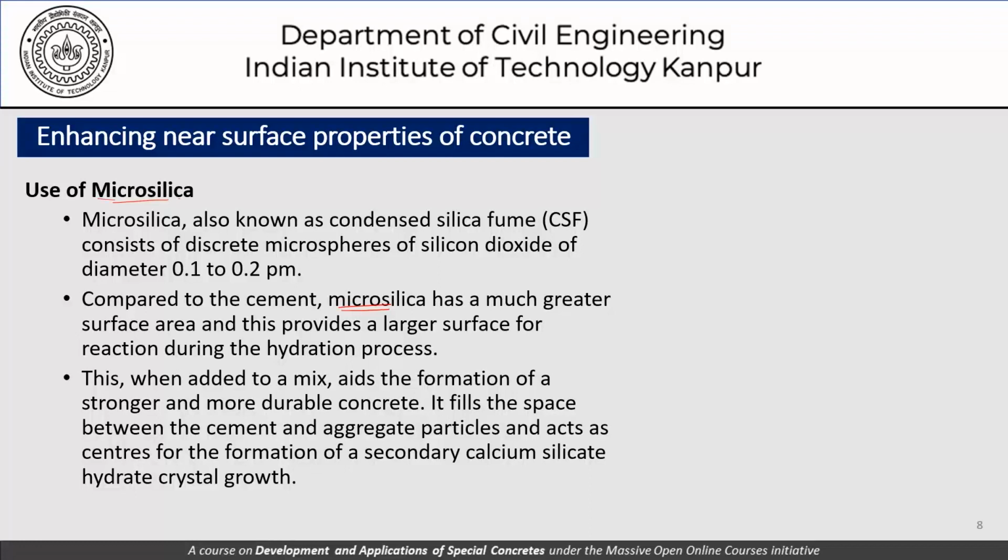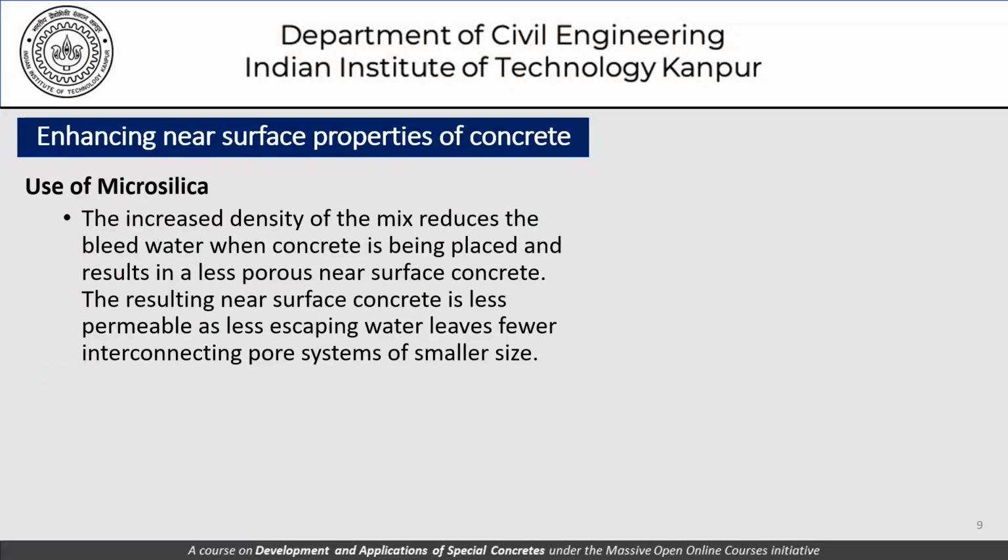This, when added to a mix, aids the formation of a stronger and more durable concrete, as the silica fills the space between the cement and aggregate particles and acts as centers for the growth of secondary calcium silicate hydrate gel crystals. So this is basically just a description of microsilica participating in the pozzolanic reaction, ultimately leading to a reduction in the pore sizes and also the total pore volume.